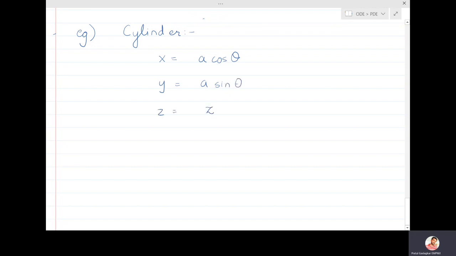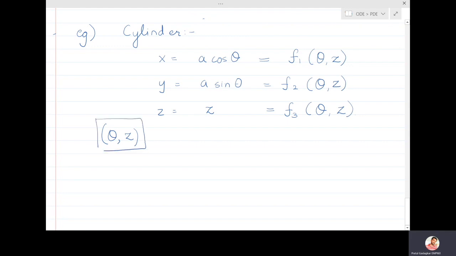So what are the two variables that I'm using here? Two variables are theta and z. So x is a function of theta and z. Y is also a function of theta and z. Z is absent in the first two functions, and in the third function z is equal to f3 of z. Here theta is absent. So the values of z and theta, as they vary, you will start getting the cylinder.